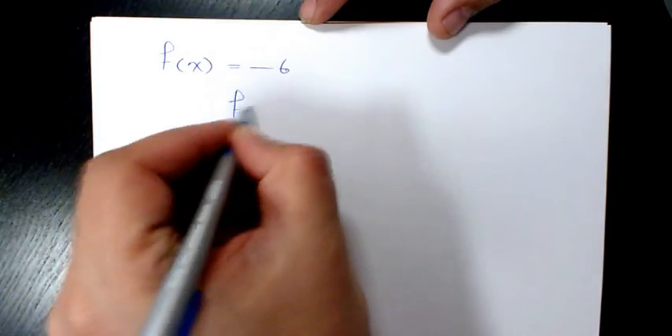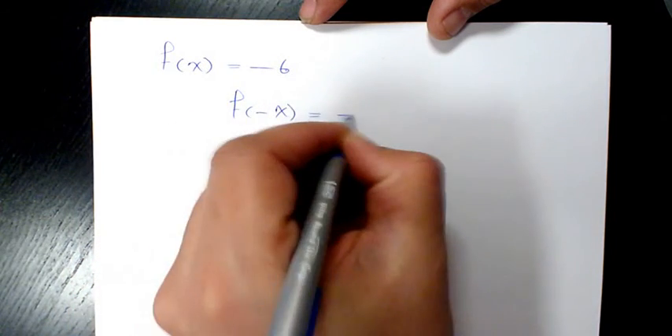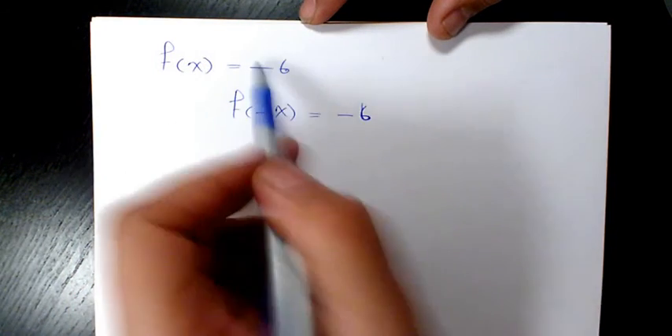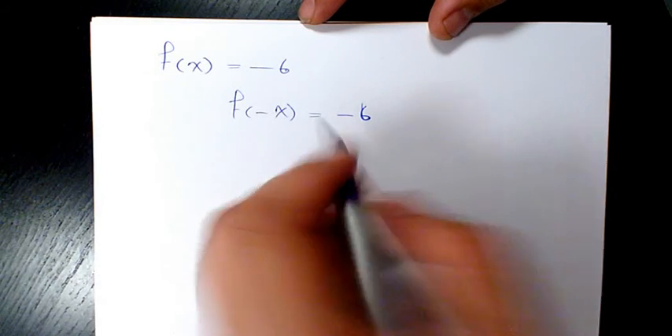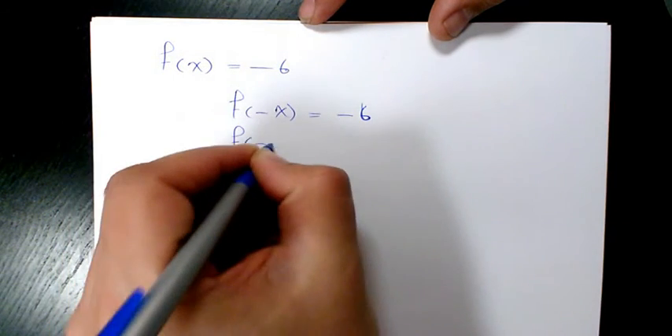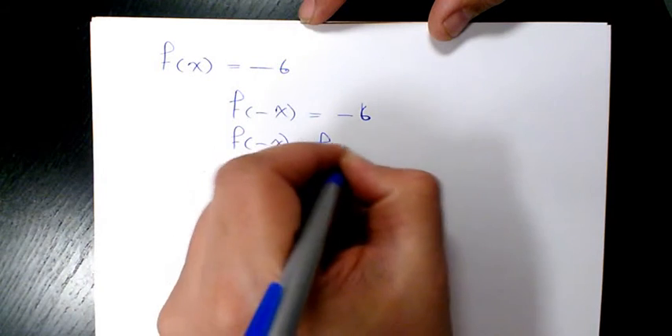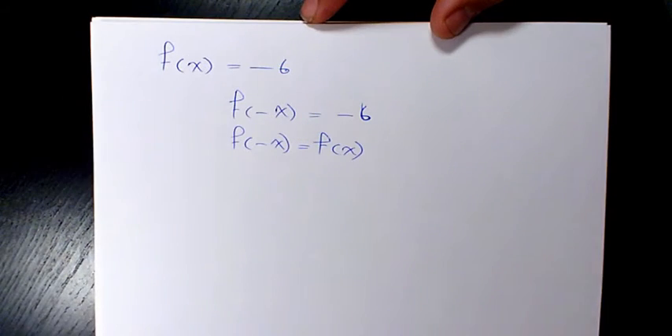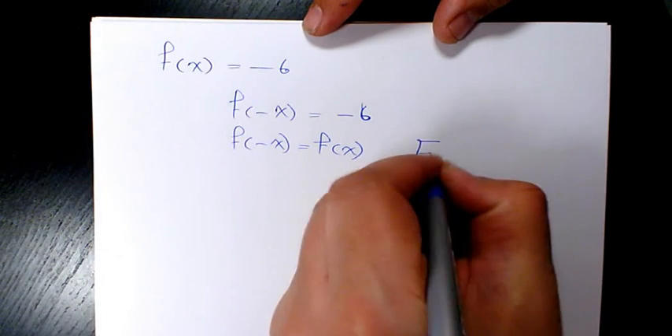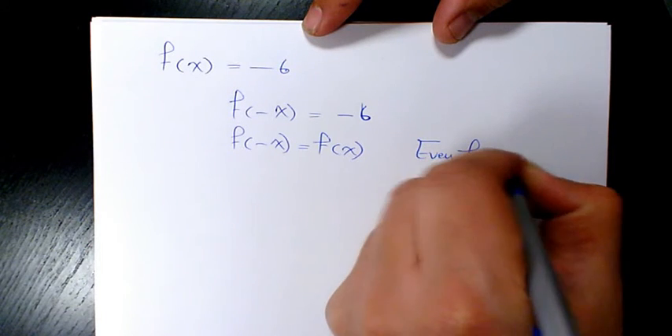Next example, f of x equals negative 6. f of negative x is going to be the same thing, because we don't need to change it since it's not depending on x. So f of negative x equals f of x. So that's an even function.